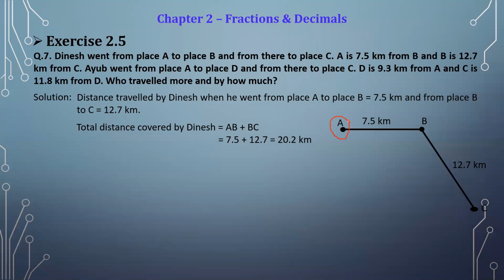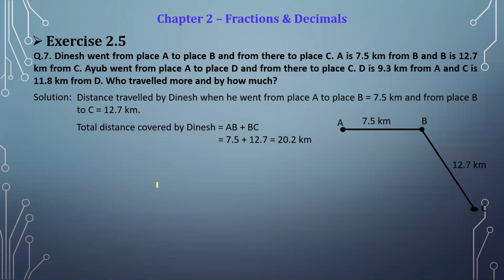That means he is moving from place A to place C, and during this he traveled a distance of 20.2 kilometers, which is the total distance traveled by Dinesh. Now we have to calculate the distance traveled by Ayub.